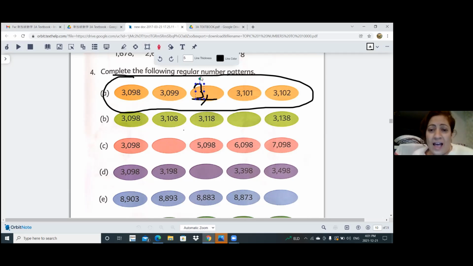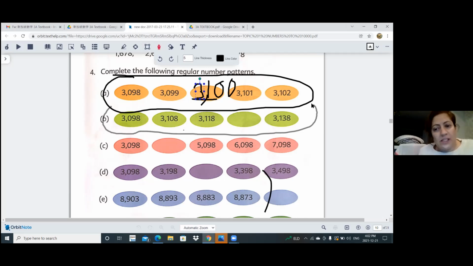3,100. Excellent. So we see that now the ones column is changing, right? After we've put that 100. Okay, let's keep going on this one. It's always best when you look at a number sequence or a number pattern like this. The first thing you need to do is figure out if it's an increasing or decreasing pattern. So right over here, is this growing or is this shrinking?